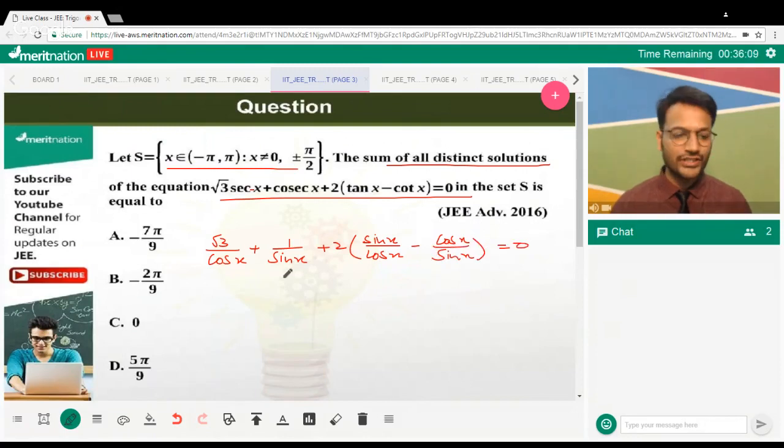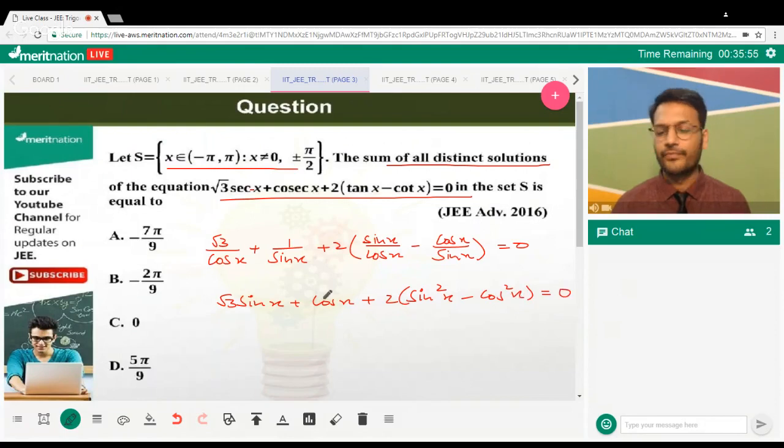Right. And then you can just take the LCM and do the manipulation. So it turns out to be √3 sine x plus cos x plus twice of (sine square x minus cos square x) is equal to 0. The denominator will go on the other side and that will become 0. Now over here, I hope most of us can realize this: cos square x minus sine square x is what? Cos 2x. Negative cos 2x, in fact. We can just take that on the other side. So what are we left with?